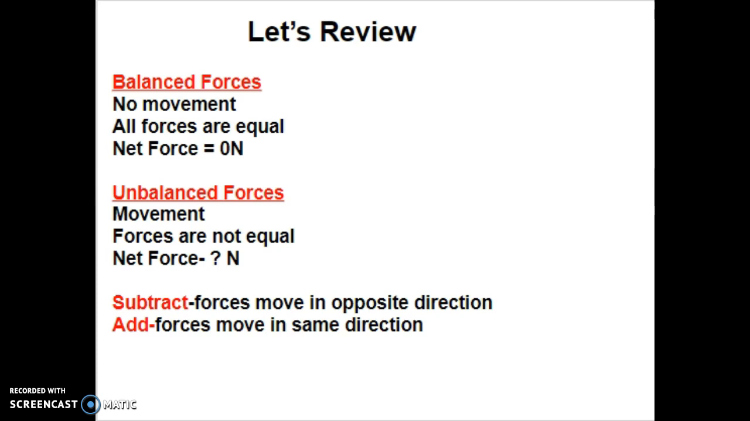If the forces are moving in opposite directions, you subtract. If they are moving in the same direction, you add. You can review this and add any examples to your notes that you would like. If you have any questions, be sure to ask me.